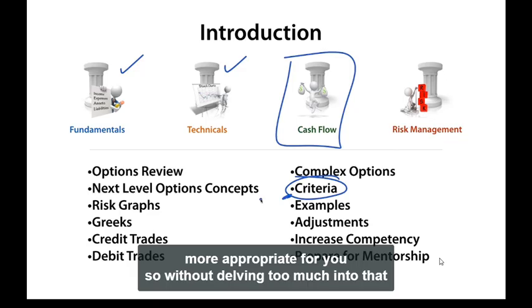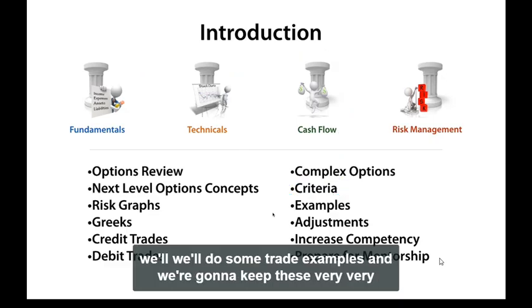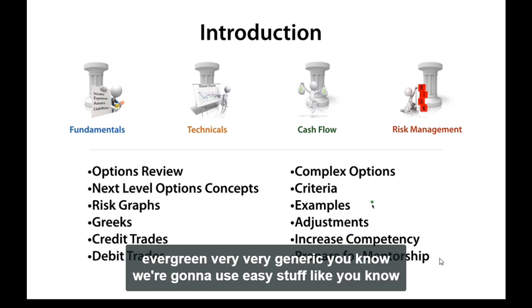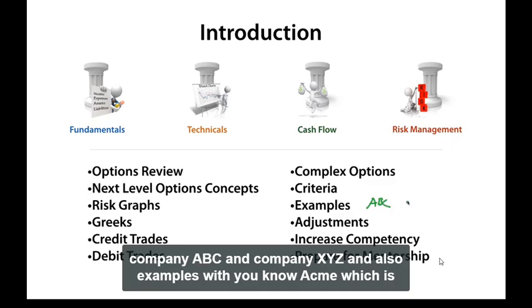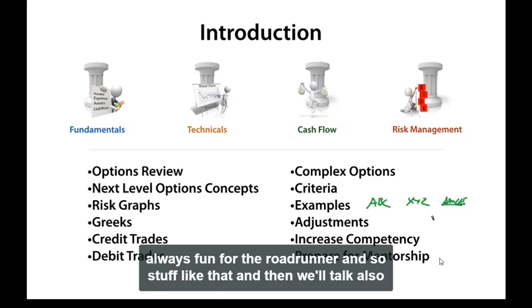Without delving too much into that, we'll do some trade examples, and we're going to keep these very, very evergreen, very, very generic. We're going to use easy stuff like company ABC and company XYZ, and also examples with Acme, which is always fun for the Roadrunner. And so stuff like that.